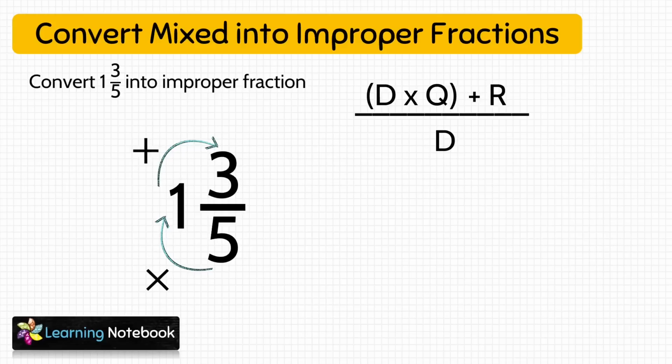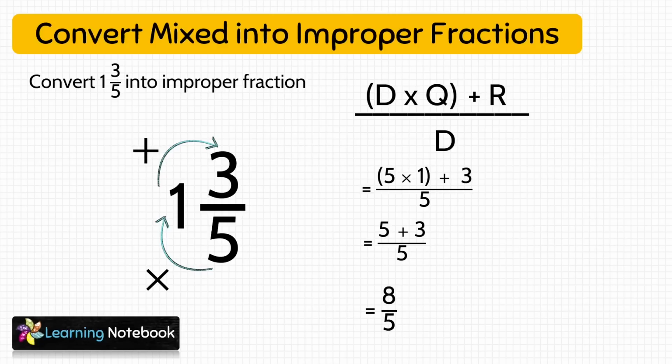So here divisor is 5, quotient is 1 and remainder is 3. So we get 5 into 1 plus 3 upon 5, which is equals to 5 plus 3 upon 5 and 5 plus 3 equals to 8. So we get the improper fraction as 8 by 5. So this is how we have converted a mixed fraction 1 3 by 5 into an improper fraction 8 by 5.